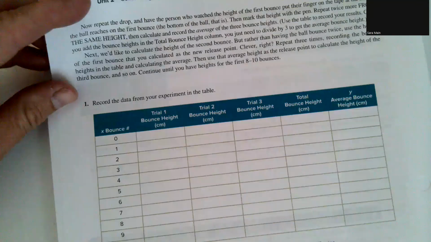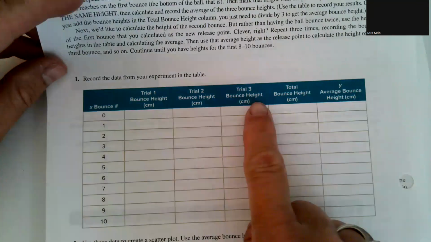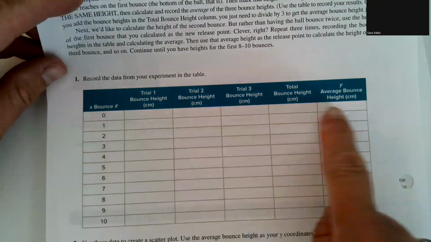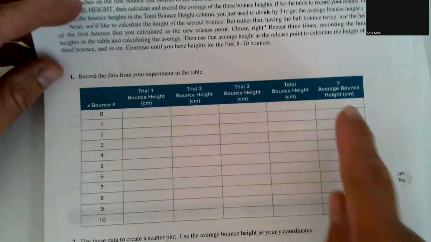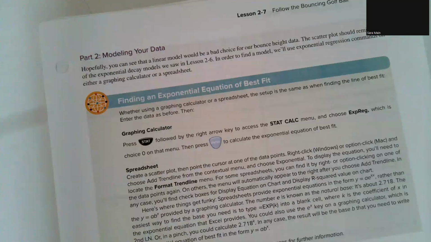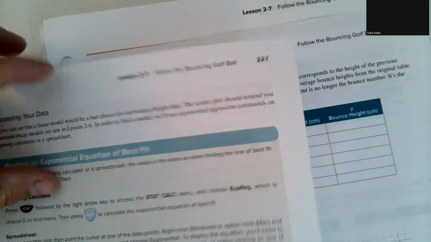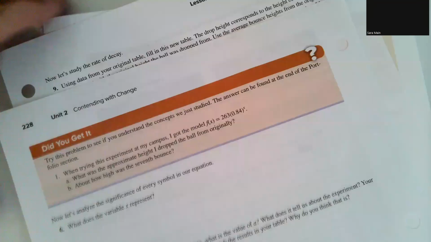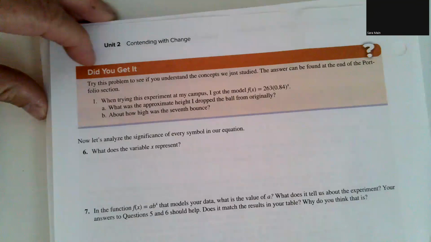And so they would have done that, the bounce of the heights here, and then they would have gotten an average height of their different trials. Okay, and then they would have graphed it. And you do not need to have done that problem to be able to work on these Did You Get It? So Did You Get It number 1 is on page 228. You can turn there.